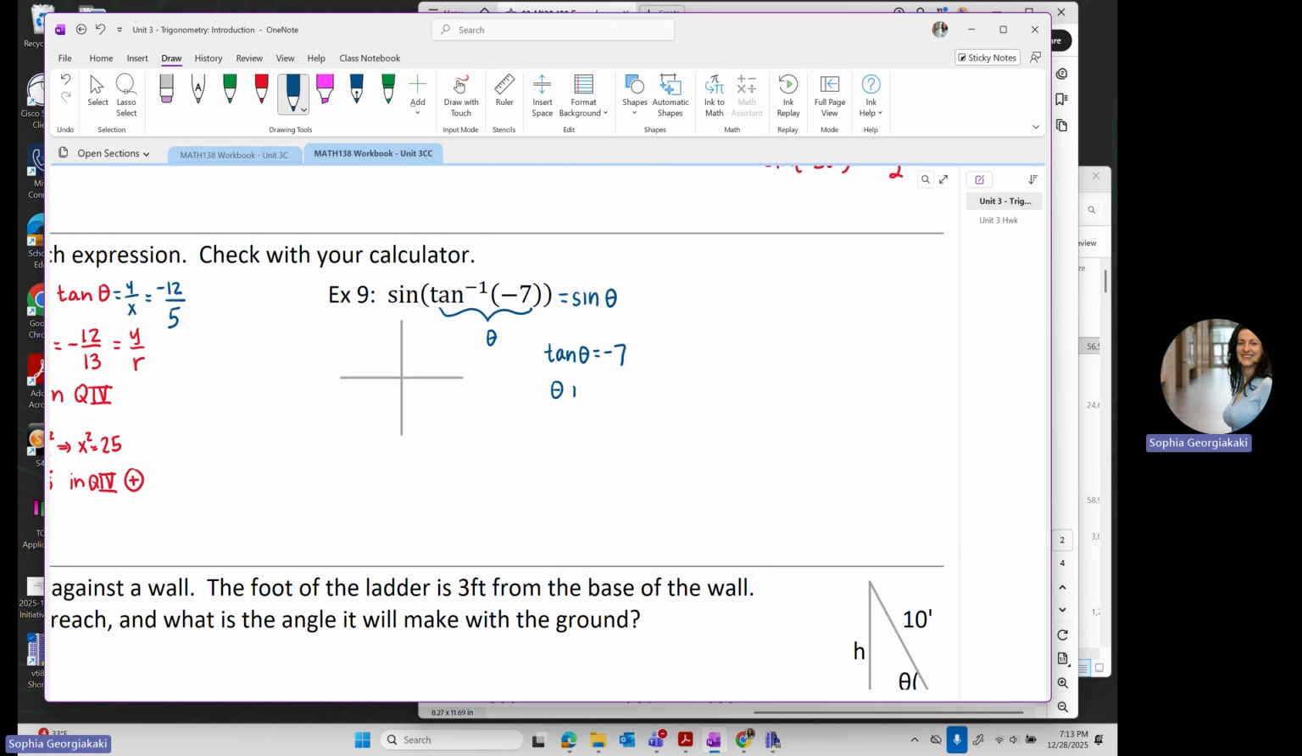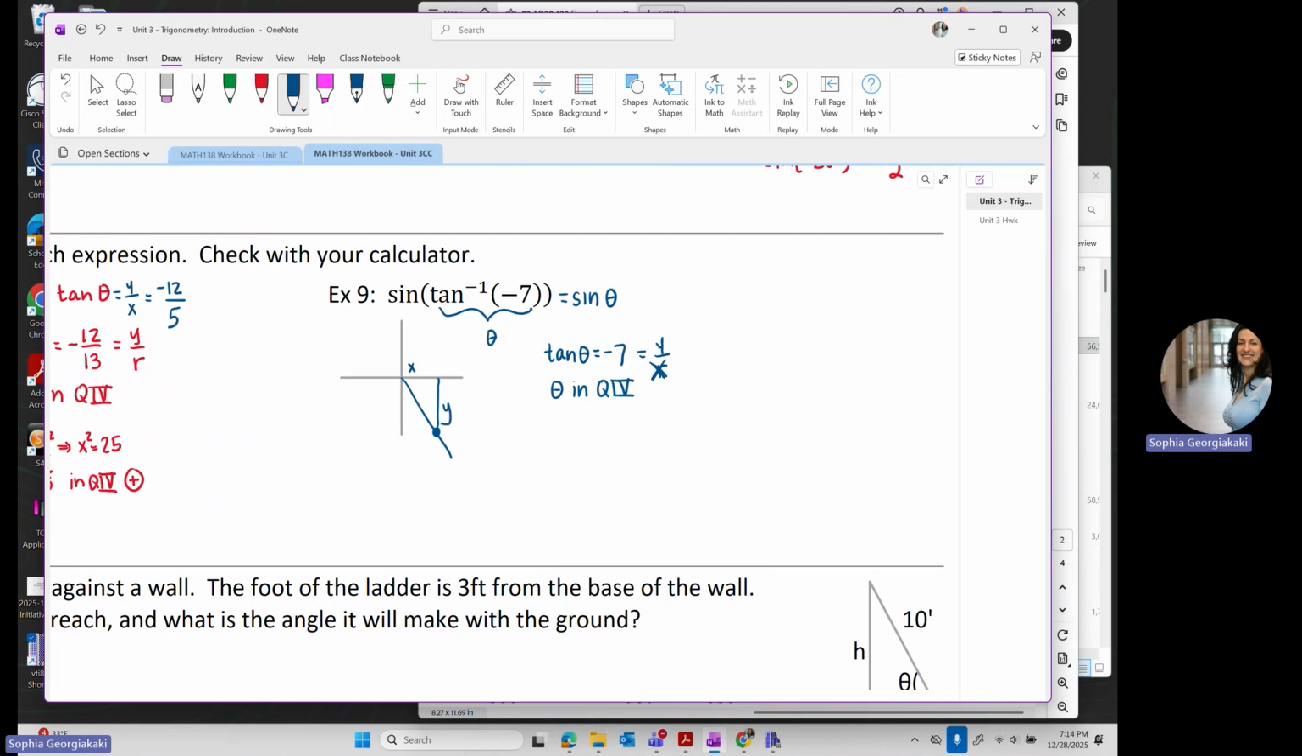That means that theta is in quadrant 4. Inverse tangent returns angles in quadrants 1 and 4. If your tangent is negative, you are in quadrant 4. Remember that the tangent is y over x. So if I sketch the angle theta in quadrant 4, pick a point on its terminal side and draw the triangle that is attached to the x-axis, the x is positive and the y is negative.